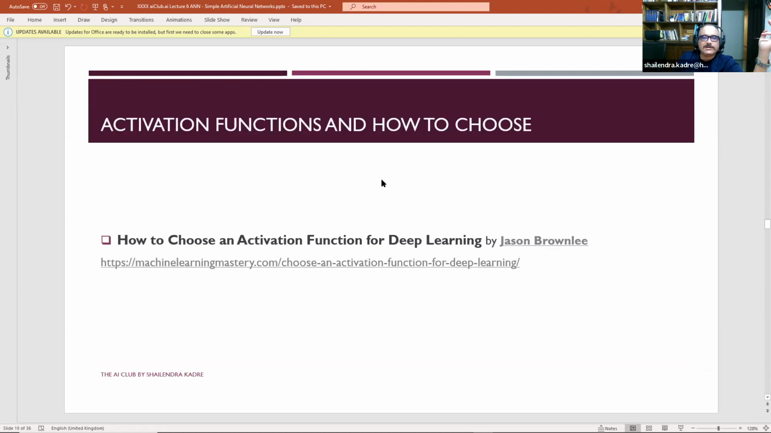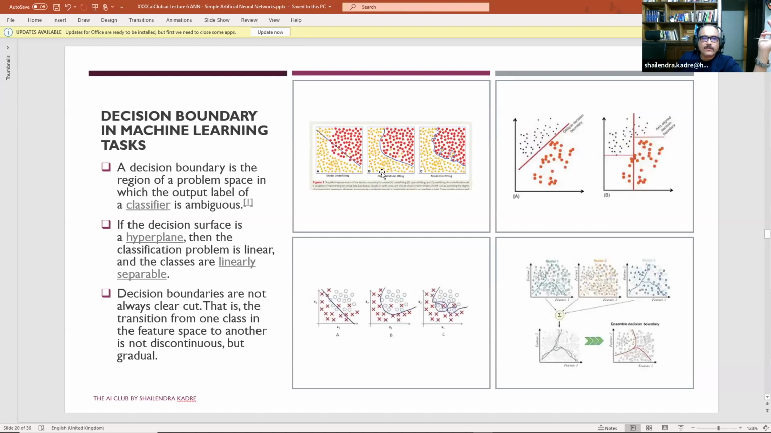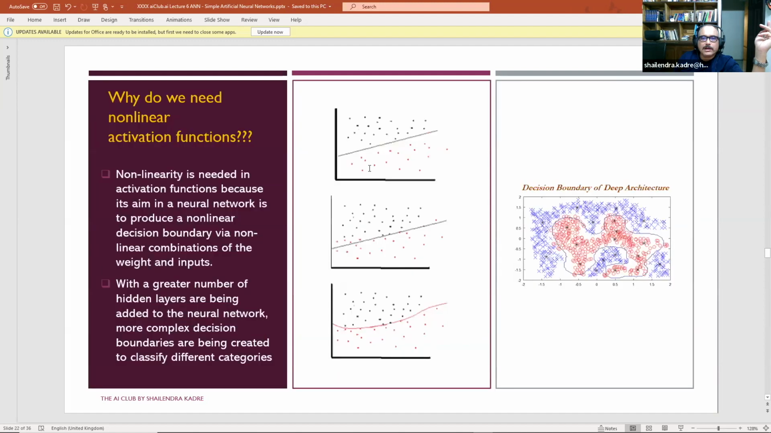Then activation functions and how to choose. First of all, I want to tell you why we need complex decision boundaries, like why we need an activation function. Activation functions, as I said, can be of multiple types. And generally we choose a non-linear activation function. We don't choose a linear activation function.